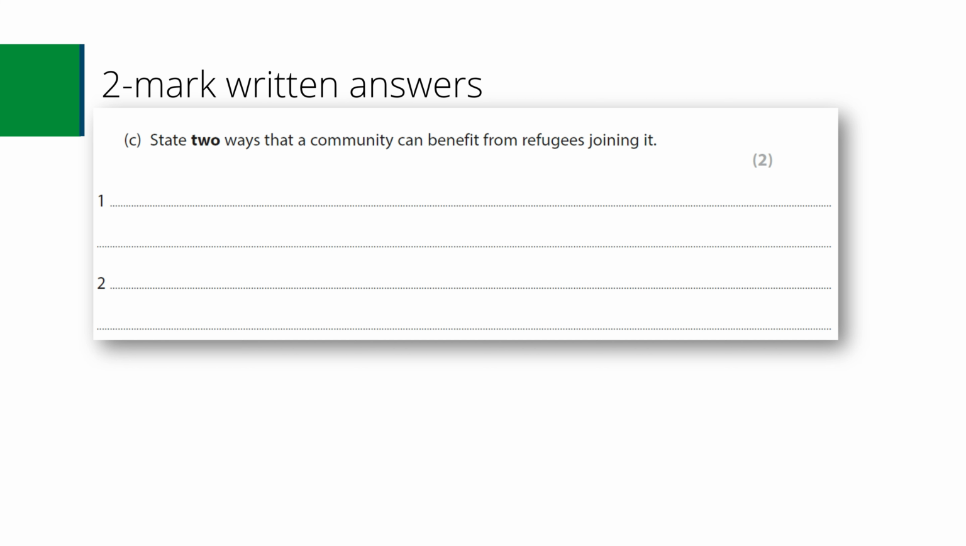We'll look in a bit more detail at the approach to answering these types of questions, along with examples of student writing. Here's that question again. State 2 ways a community can benefit from refugees joining it. And notice the focus here is very specific. How is the community benefiting from the refugees it's helped becoming part?